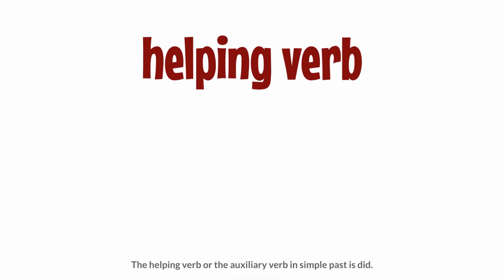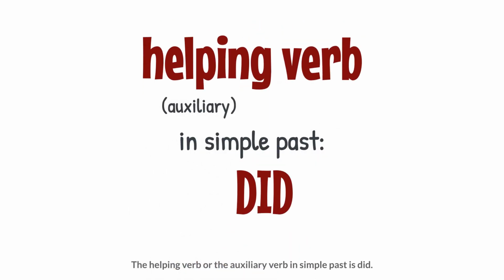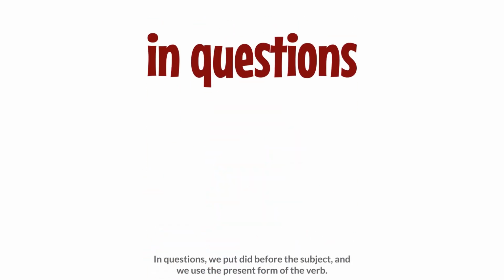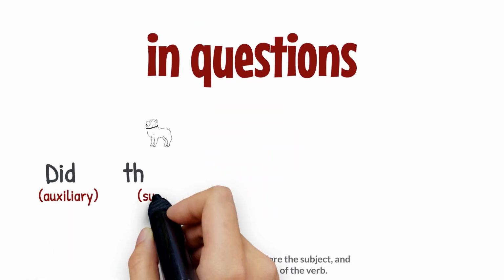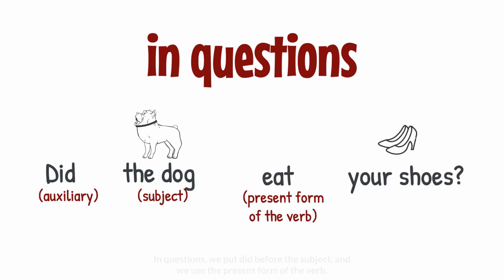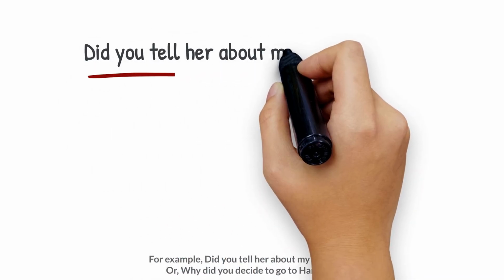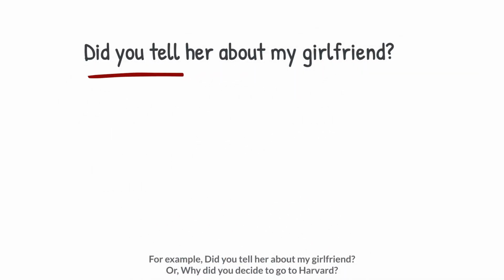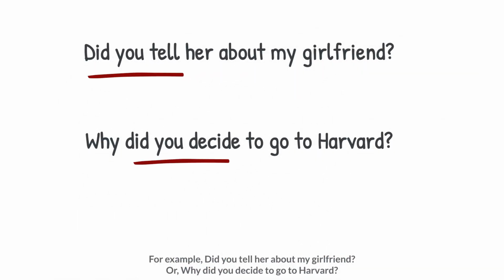The helping verb, or the auxiliary verb, in simple past is did. In questions, we put did before the subject, and we use the present form of the verb. For example, did you tell her about my girlfriend? Or why did you decide to go to Harvard?